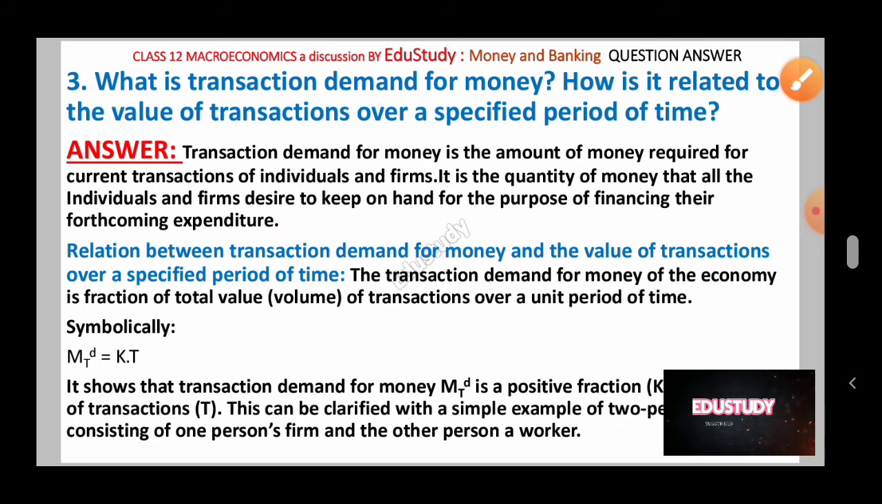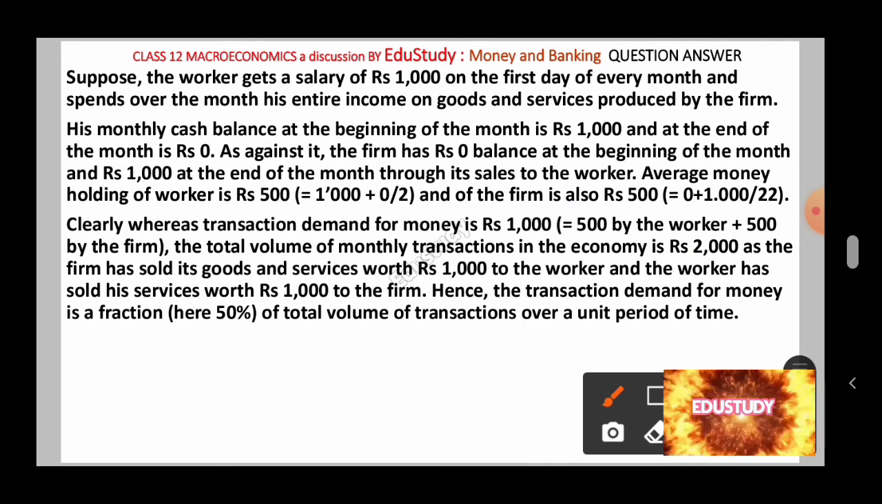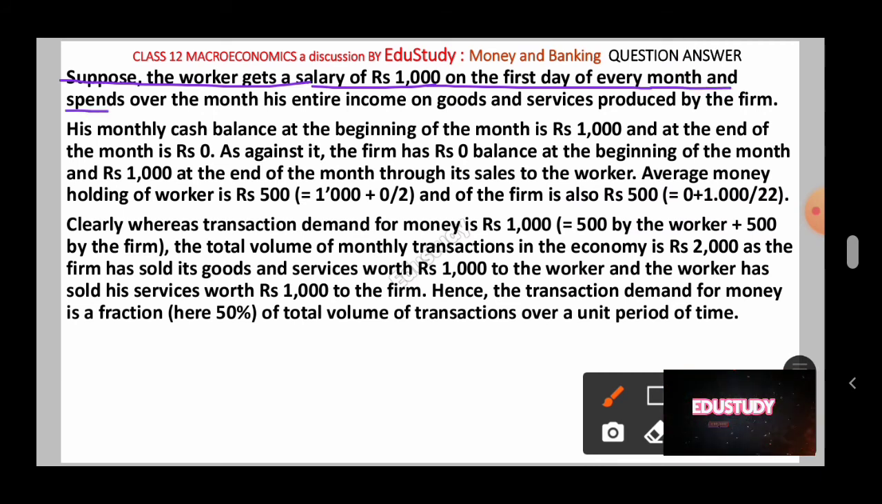So the example given is a simple example of a two-person economy. Two-person means only two persons. We are supposing that only two persons are there in the economy, one person's firm and the other person a worker. So what is the example? Suppose the worker gets a salary of rupees 1000 on the first day of every month and spends over the month his entire income on goods and services produced by the firm.